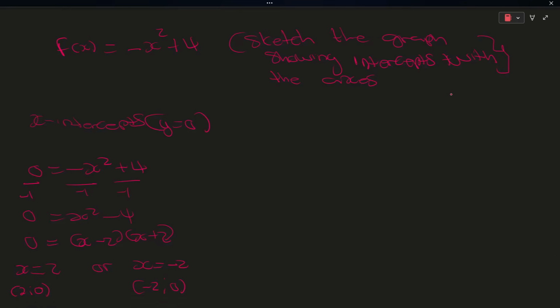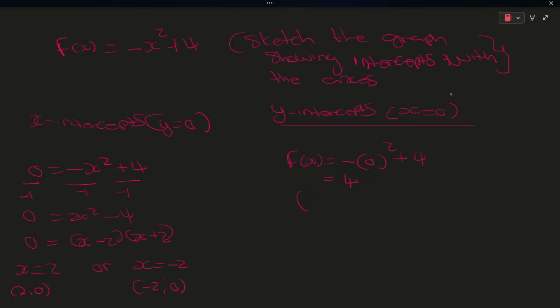And now we come to the y-intercept. When we come to the y-intercept, what do we do? We let x be 0. And here we're going to have f(x) is equal to minus 0 squared plus 4. So this means that my y-intercept is going to be 4.